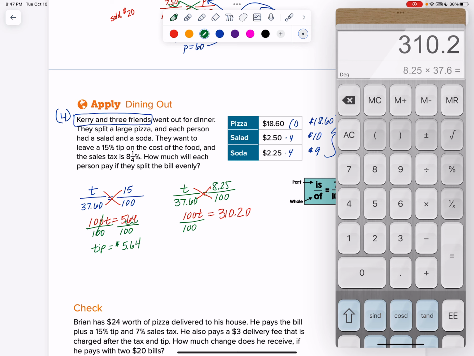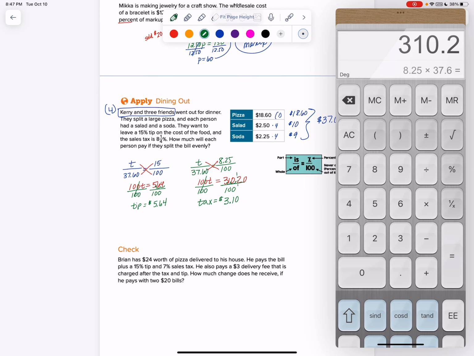Okay, let's go ahead and isolate the variable. Divide by 100, divide by 100. And we have a tax of, if we're dividing by 100, it goes swoop, swoop. And so we have a tax of $3.10. It's not going to 11 because of the 2. Okay. All right. So there's all the information that we have.